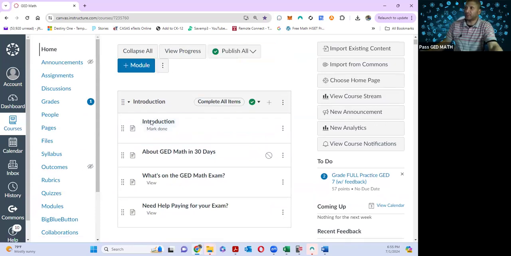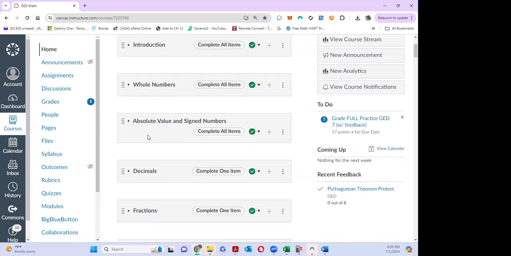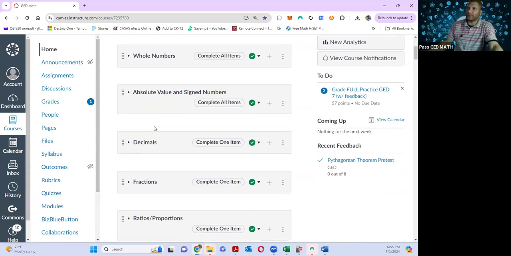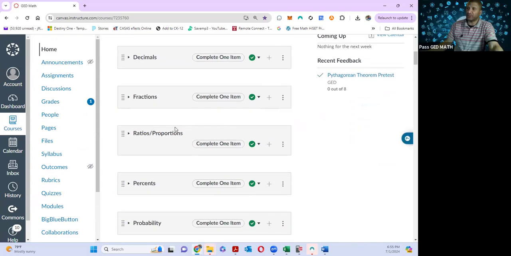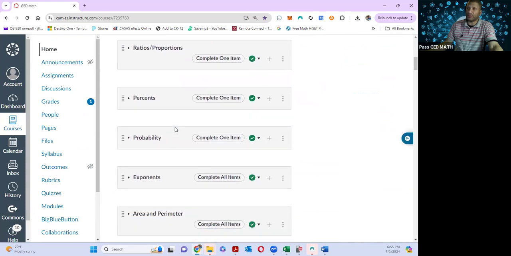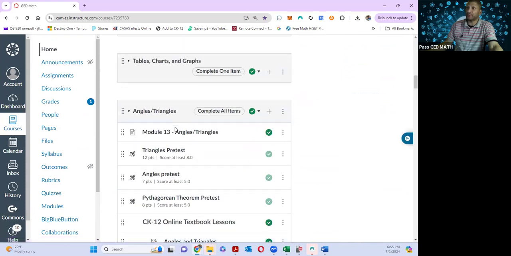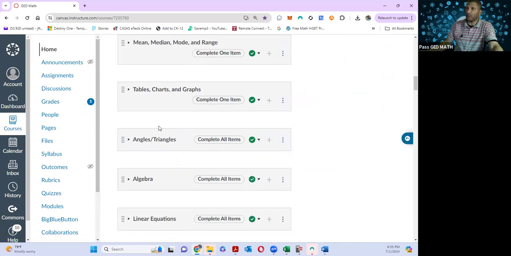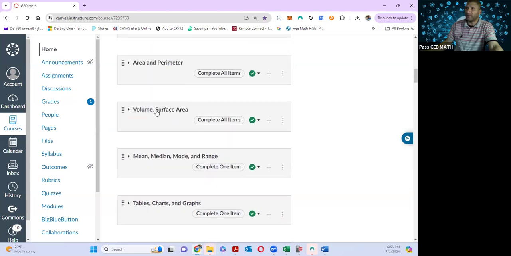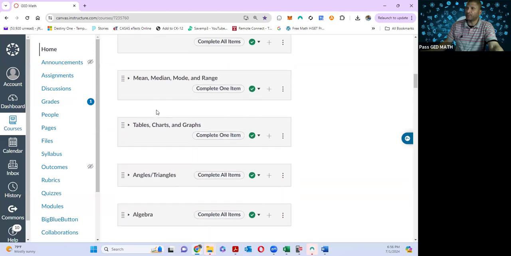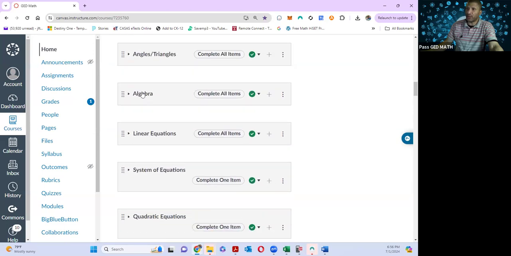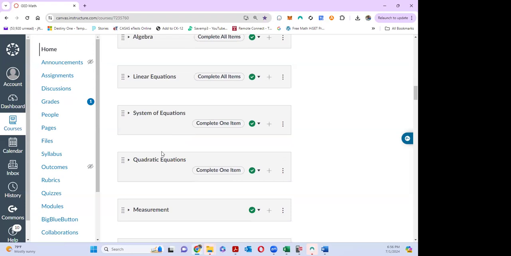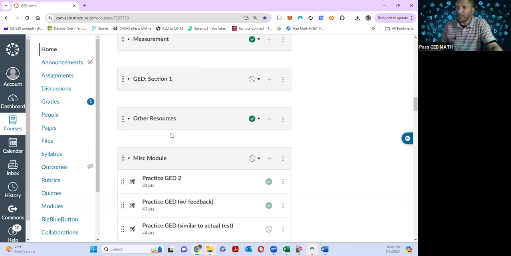Several different sections. Okay. So whole numbers, absolute value and signed numbers, decimals, fractions, ratio and proportions, percents, probability, exponents. With me and the young man, is he still logged in? Yeah, he's still logged in. Tables, charts, and graphs, mean, median, mode, and range, volume, surface area, and perimeter, angles and triangles, algebra, linear equations, system of equations, quadratic equations, measurements, and then we have practice tests.